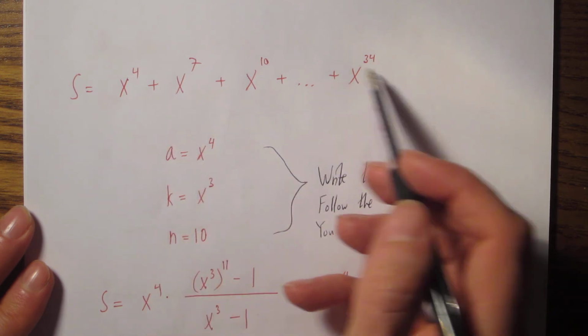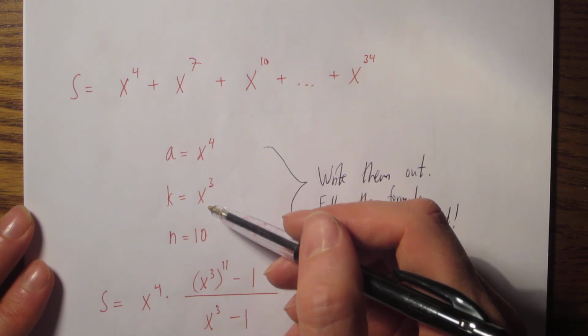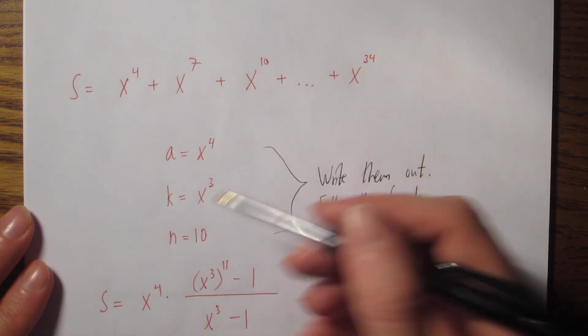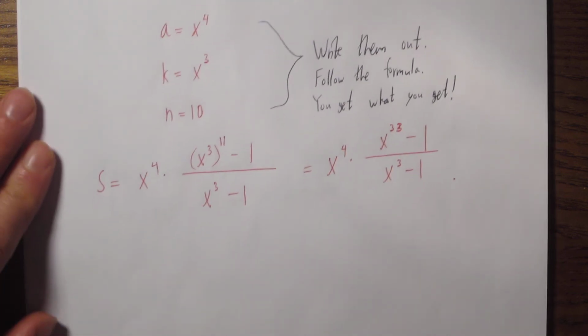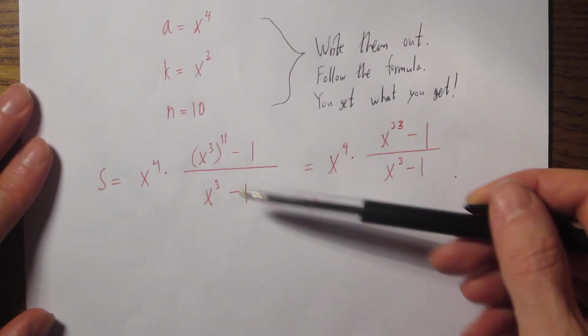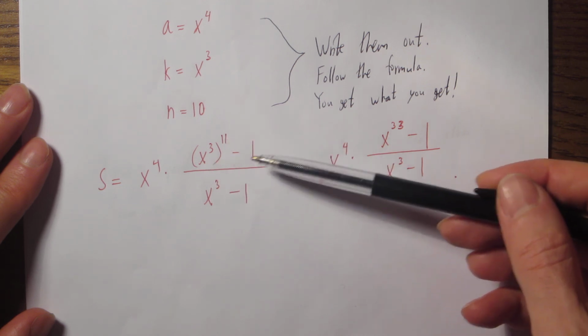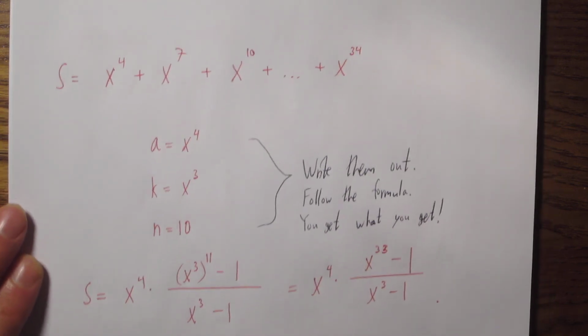Well, the last one divided by the first one is x^30, so x^30 over, well, I mean, k to the power of 10 is x^30, so n is 10. And now we apply the formula. The sum is the starting term times this fraction, k minus 1, k to the power of n plus 1 minus 1, and it comes out as this. It comes out as whatever it comes out as.